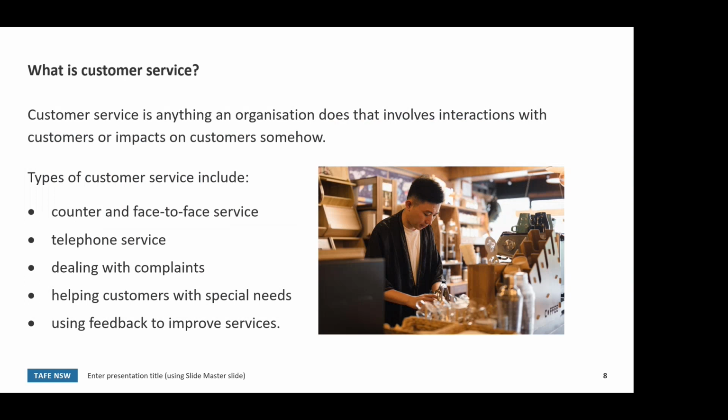So what is customer service? Here's our definition of customer service. Customer service is anything an organization does that involves interaction with customers or impacts on customers somehow. So what are the types of customer service? Over the counter or face-to-face, customer service on the telephone. We don't just help provide solutions, but we also deal with complaints. We help customers with special needs, and we use feedback to improve our services.